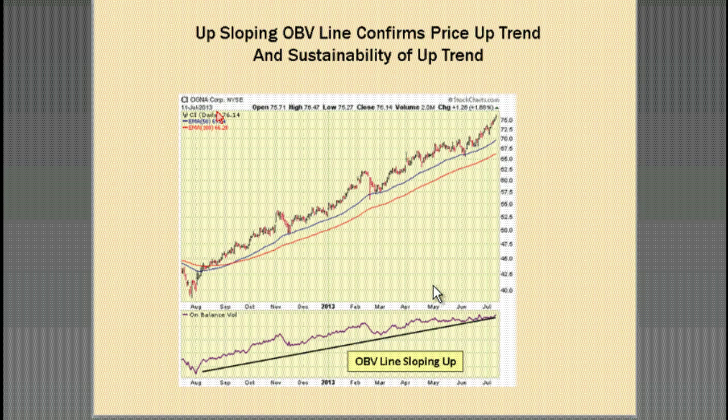Here's Cigna, and the top half of the chart, of course, is the daily price movement of Cigna, and the lower chart here is the OBV line. It's this line right here. It doesn't matter what the numerical value is of the OBV line. We simply want to see it sloping up to confirm this price uptrend. And in this case, we can see that the OBV line is trending up, and that means that the volume flow for the buying pressure is heavier than the selling pressure, and of course the volume flow helps sustain that price trend. So we want to see an upsloping on-balance volume line.